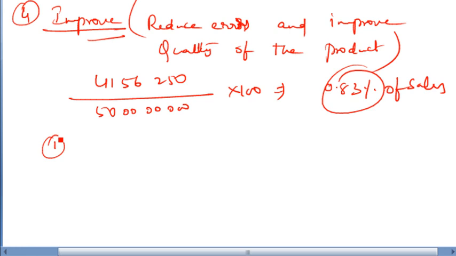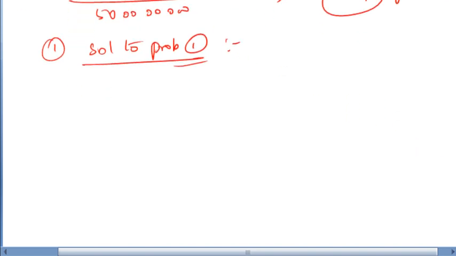So let's try to look at the solution which is given in the question. Solution to problem one: periodic training sessions to educate these new hires and update workers in the assembly line on the latest techniques in production. That's the solution. This will ultimately lead to lower errors, thereby improving the product quality. Which means you are actually trying to provide training.